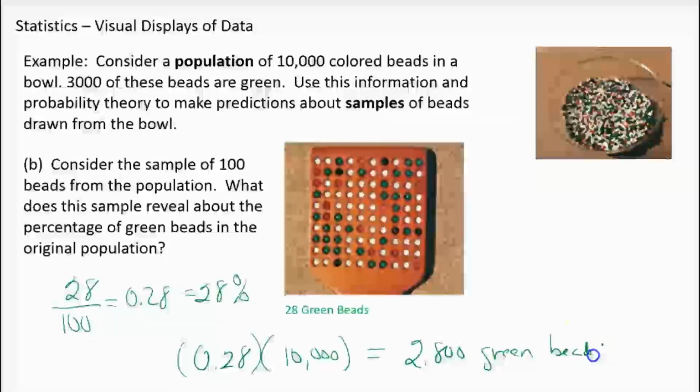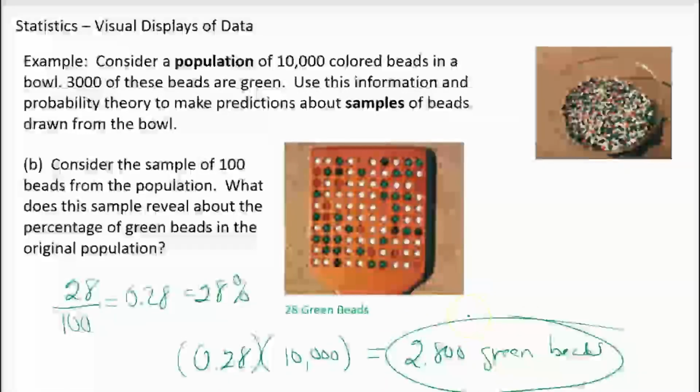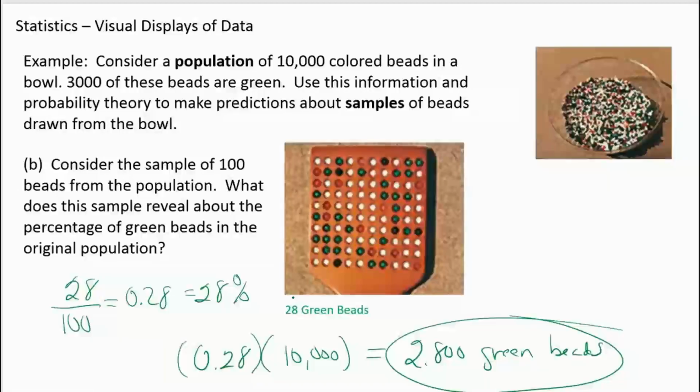Now, is that a good estimate? I'd say it's not bad. You know, it's 3,000 were in there, and we estimated from our sample here that we would have 2,800. So remember when we did 25, we had an overestimate of 3,600, but when we pulled out 100 beads, we get an underestimate of 2,800.